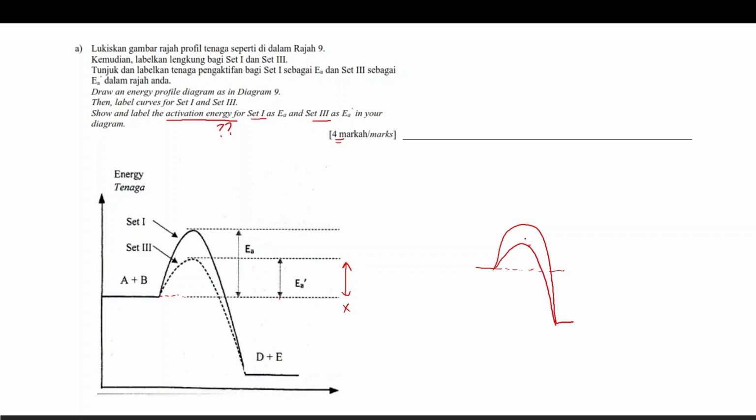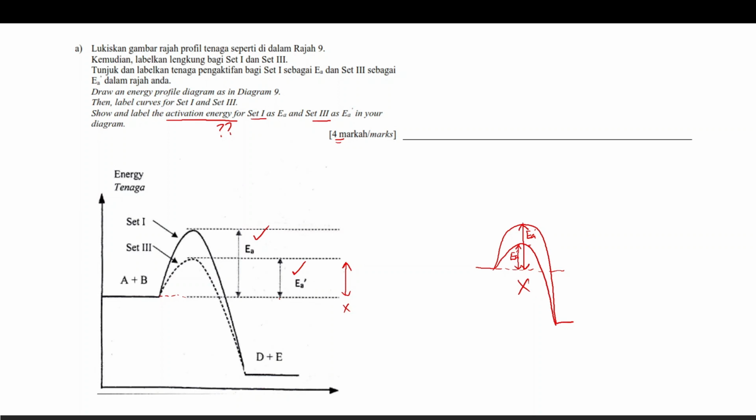For example like this. If you show it here, so this is the EA, then your EA prime you cannot show it because you need to shift a bit here. For EA prime, like this, it will not be accurate already. So it must be exactly from the reactants to the peak of the curve here. So I will encourage you to draw like this. Don't draw like this.